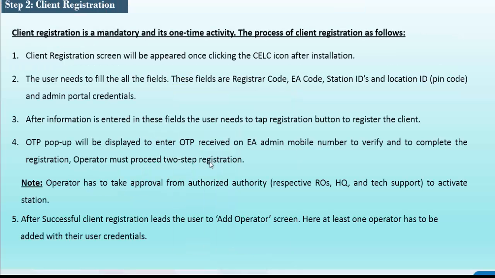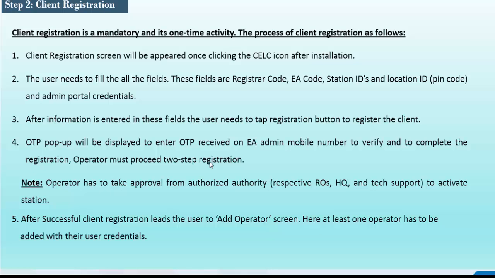Then step 2, client registration. We have some procedures to register this client. First, the client registration screen will appear once you click the CLC icon after installation. Once you install the application and open it, it will go to the registration screen. Then the user needs to fill the fields. These fields are register code, EA code, station ID and location ID. Location ID means it will be a pin code, and admin portal credentials. So we need these details to register this client.